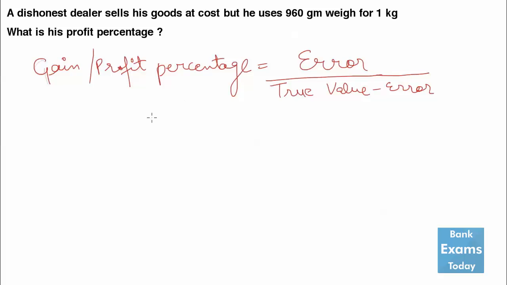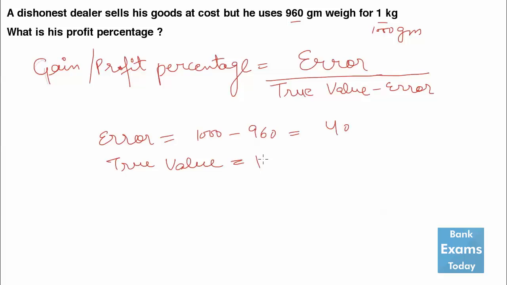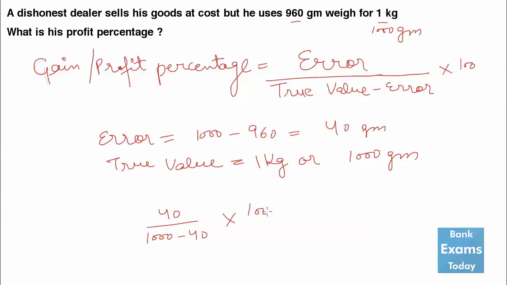So here the error is 40 grams. He uses a 960 gram weight instead of 1 kg or 1000 grams. So there is an error of 1000 grams minus 960 grams. The error is 40 grams, and the true value is 1 kg or 1000 grams. So for the gain percentage, we need to multiply by 100. So the error is 40 grams divided by the true value, 1000 grams minus 40, multiplied by 100. So it comes out to be 40 over 960 multiplied by 100.